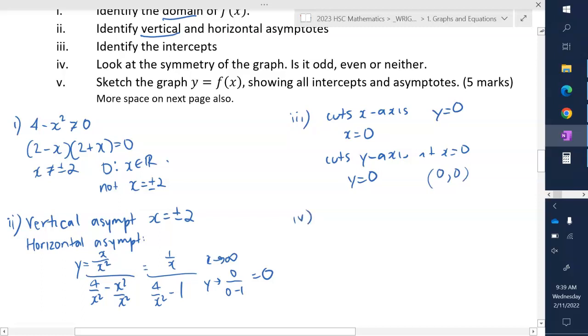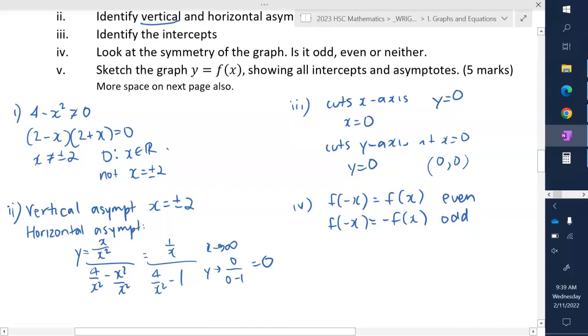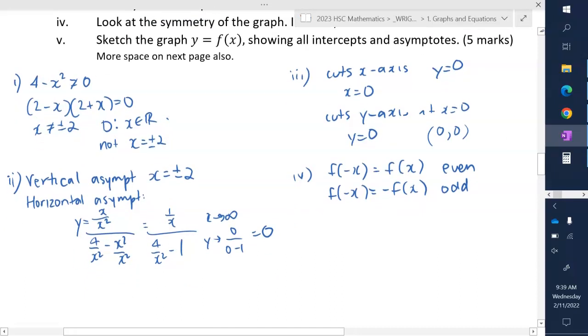Now, we needed to have a look at the symmetry of the function. Overall, this was done pretty well. Some people forgot what the rules were. If we're looking at f of minus x, if that equals f of x, it's even. If f of minus x is equal to minus f of x, then it is odd. If it's not either of those, it's neither. So my suggestion is to put minus x in the function and see what we end up with. And that will easily test it for us in one step.